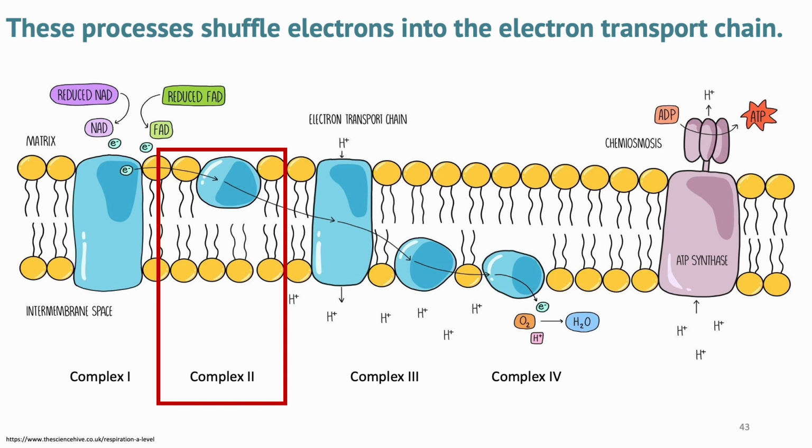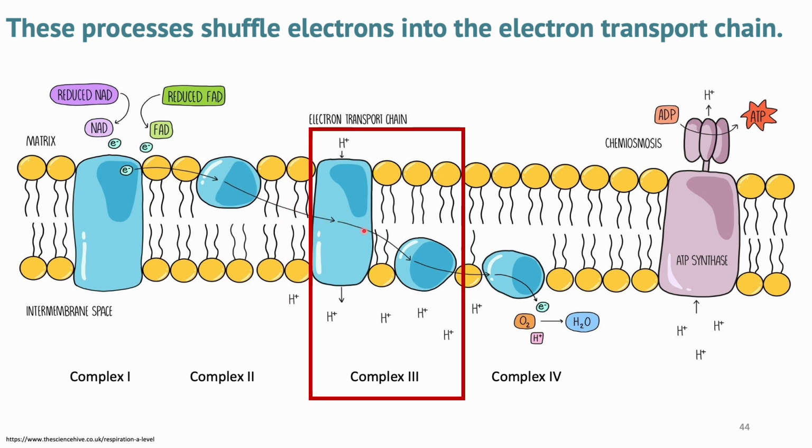So complex 2 is a succinate dihydrogenase, and complex 2 receives electrons from a molecule called FADH2. Here it's labeled as reduced FAD. Also, whenever you hear reduced, think there's probably a hydrogen added. It receives electrons from there that are not pumped out, and they flow through to complex 3.